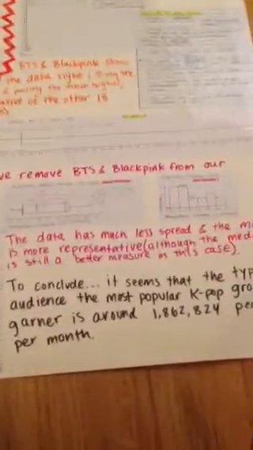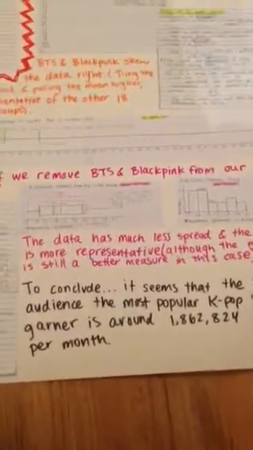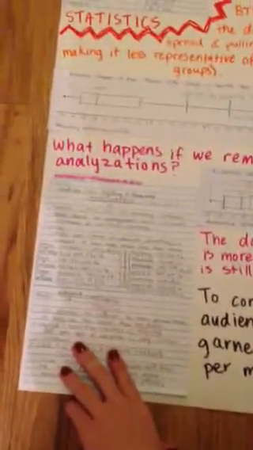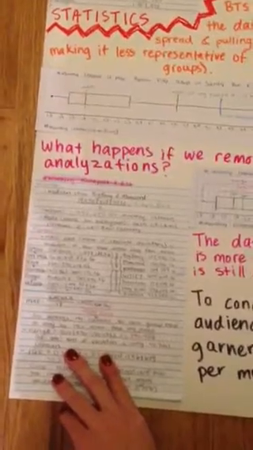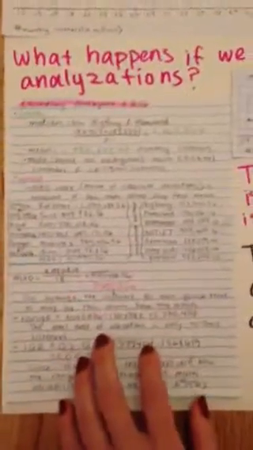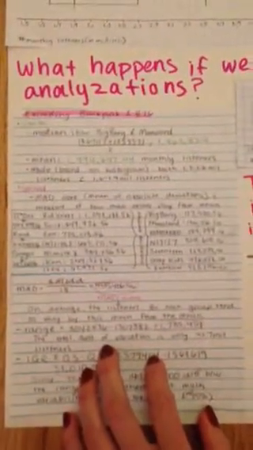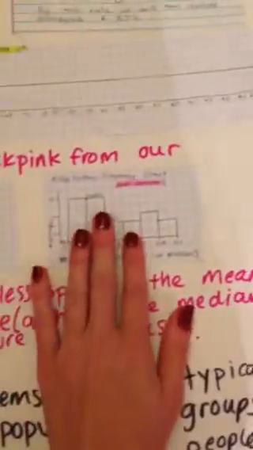So BTS and Blackpink were really popular. They each had about 16, 17 million monthly users, and the next highest one was only about 3 million users. So they definitely skewed the data there. So once again, for center, talk about median and mean. I also looked at mode a bit in this histogram.